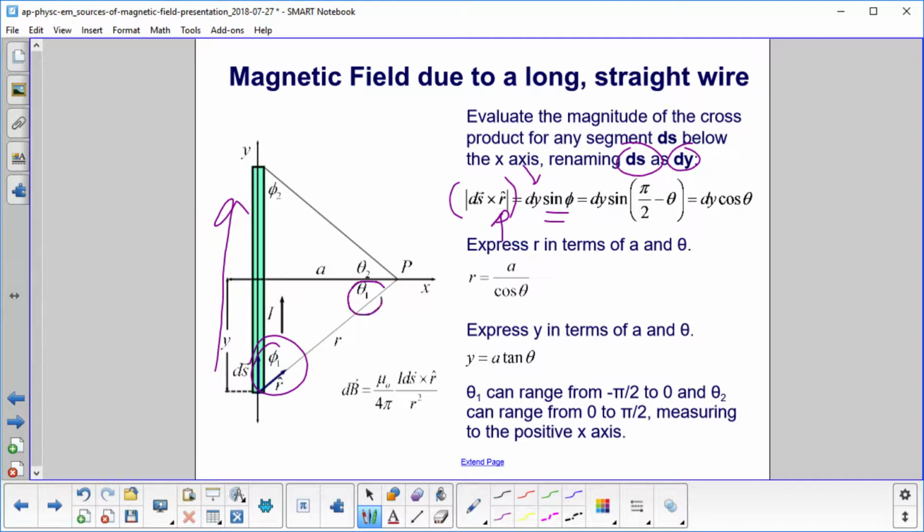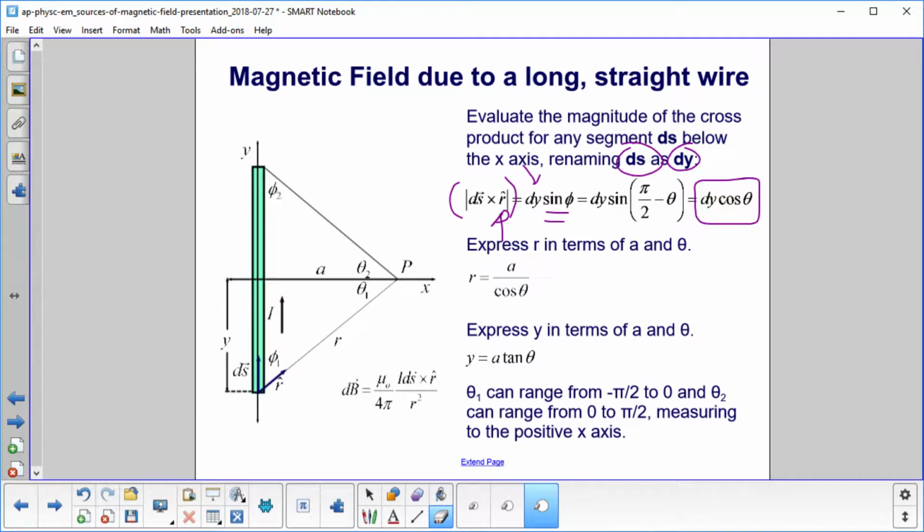Okay, can you see how these two are complementary angles? They have to add up to 90 degrees. And the sine of pi over 2 minus theta is equal to the cosine of theta. So what we've done is we've replaced the cross product with dy cosine theta. Okay, so take a breath while I erase this, make some more room, continue doing some geometry.